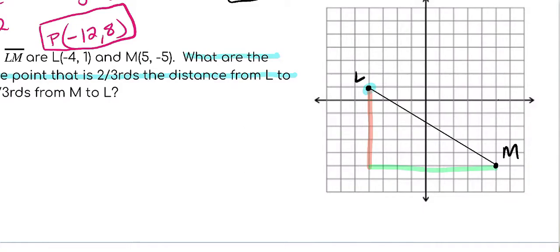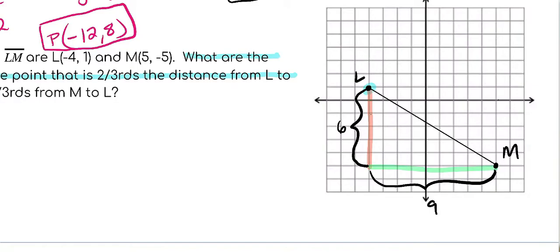But we're going to be going part of the way vertically, part of the way horizontally. How we're going to start is we're going to look at the vertical change and the horizontal change and just say how far apart they are. So let's look at this vertical change. 1, 2, 3, 4, 5, 6. It's 6 movements vertically. Let's look at the horizontal change. 1, 2, 3, 4, 5, 6, 7, 8, 9. 9 across. So we have the vertical distance and the horizontal distance of the total segment.